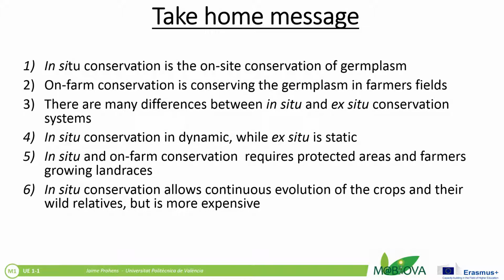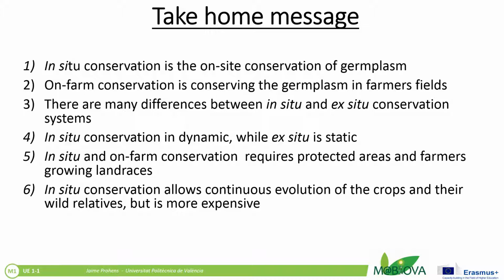The most important messages of this subunit are: first, in situ conservation is the on-site conservation of germplasm. Second, on-farm conservation is conserving the germplasm in farmers' fields. Third, there are many differences between in situ and ex situ conservation systems. Fourth, in situ conservation is dynamic, while ex situ is static.